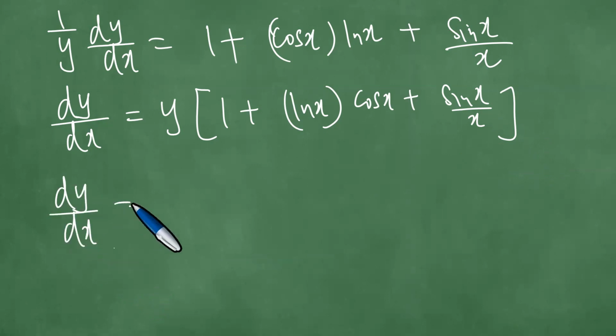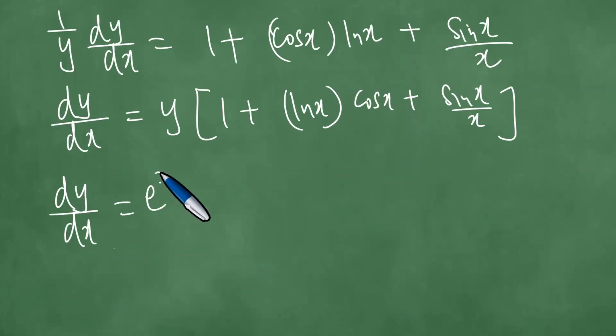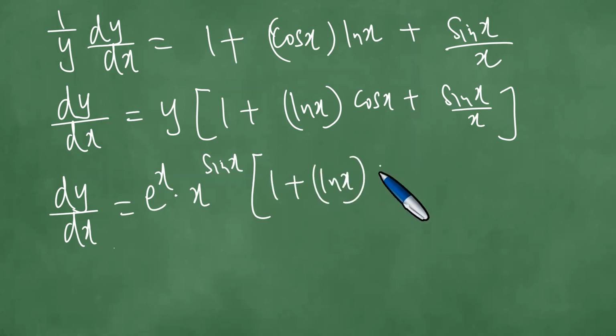Upon further examination and analysis, we're able to see that y, the question, is e to the power x times x to the power the sine. So dy/dx is e to the power x times x to the power the sine, into 1 plus the natural log cosine x plus the sine of x over x, like so. And this is the answer. Okay, and we have got the answer.